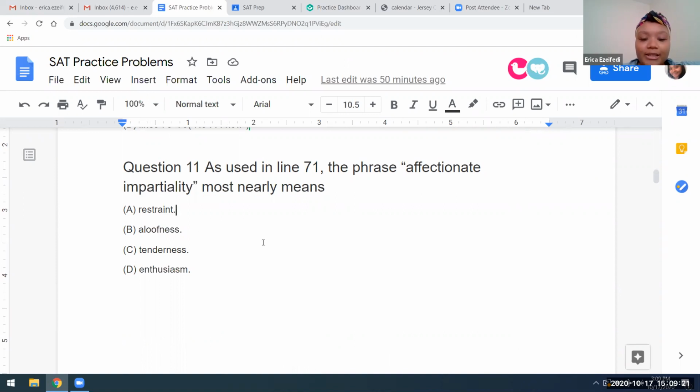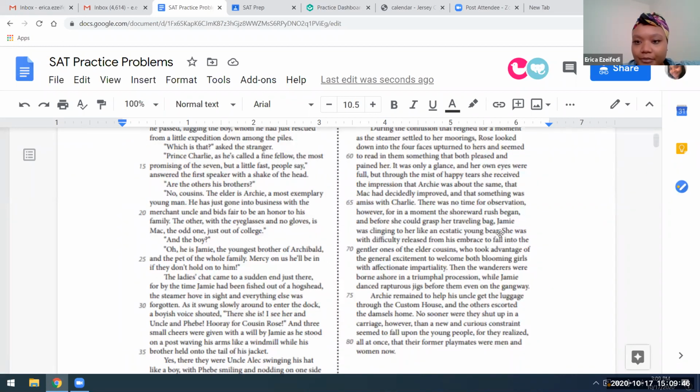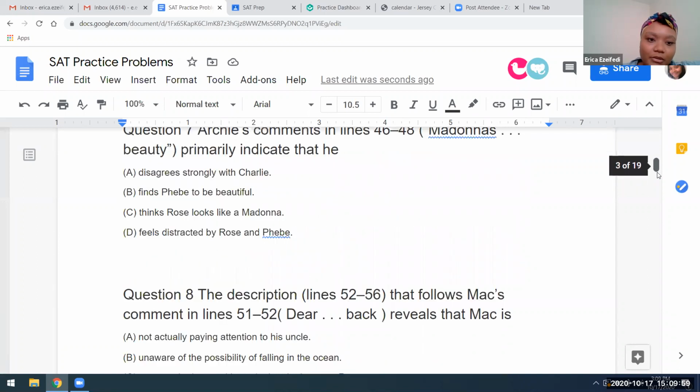And again, we know that it's A because I told you at the beginning, but sometimes these questions in the passages set up ways to compare and contrast things. So in that part of the passage, Jamie, I'm going to zoom back up, sorry for being confusing, Jamie is contrasted against the gentler cousin. So Jamie is acting like a young bear, which is the opposite of restraint. I'm going to go back down to the question.